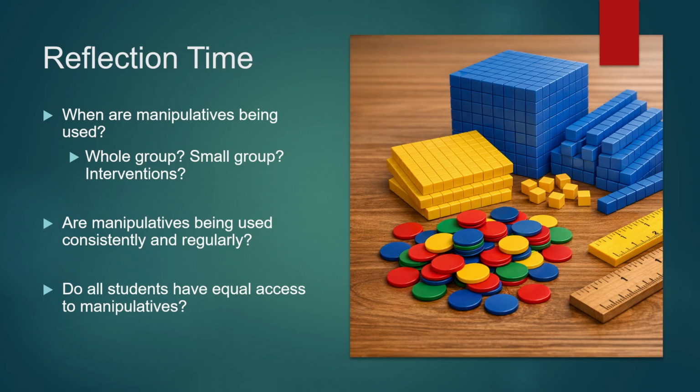Additionally, let's process whether or not all students have equal access to the manipulatives, to have hands-on opportunities. Think about whether, when we're doing small groups, we're sharing one manipulative across the whole group versus everyone in the group having access to the manipulatives, using them at the same time in their discussions and in their mathematical practice.